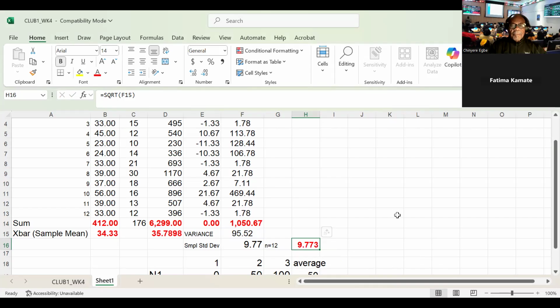All right. The square root of any number is that number to the power 0.5. The square of the number is that number to the power 2. So you can see that you get exactly the same number.